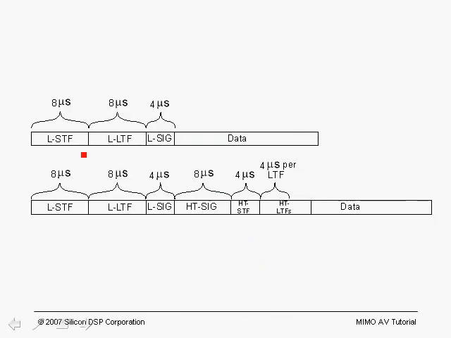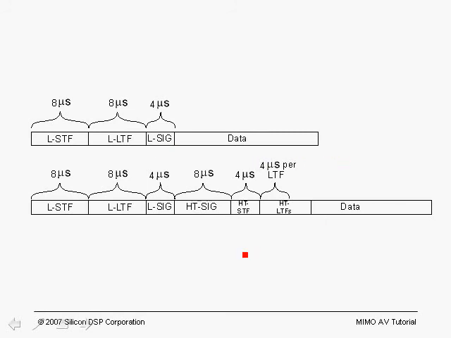Here we show the timing. We have on top here the legacy packet, where we have 8 microseconds for the short training field. L stands for legacy. We have 8 microseconds for the long training field. Recall that that was 2 symbols that are duplicates of each other, and we had a 32 sample cyclic prefix. We have the legacy signal field, which is 4 microseconds, and then we have the legacy data.